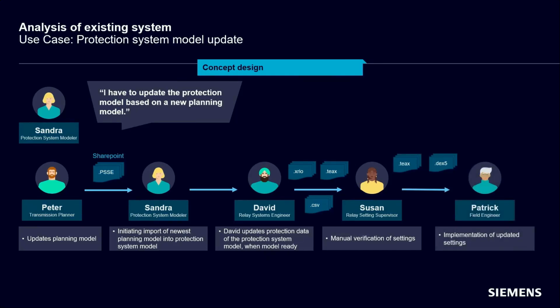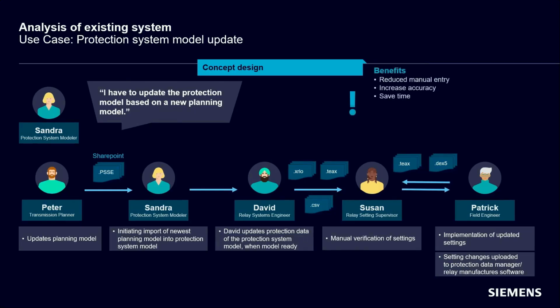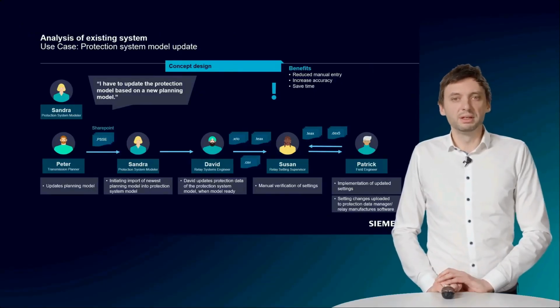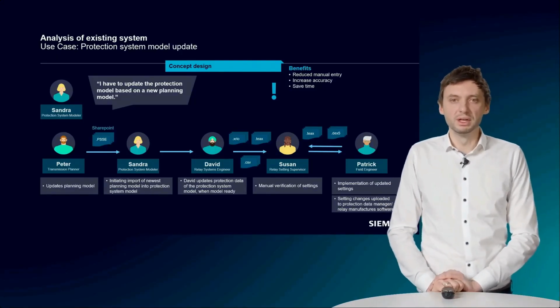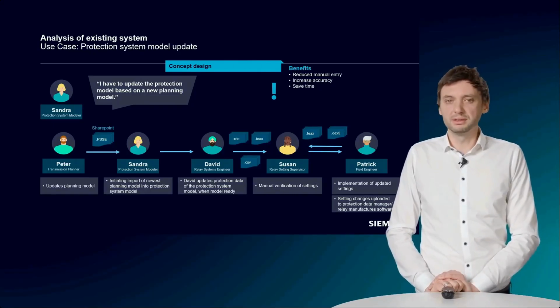However, in the next step, Susan is then also sharing the setting report in an exchangeable format to Patrick, ideally directly to the protection software engineering tool like Dixie. And then Patrick can implement the newest updated settings in the field and traces back the implemented settings to Susan, who can then check again if the implemented settings have been correctly installed. With this process, there are still a lot of parties involved, right? But nevertheless, the manual efforts have been reduced quite a lot. This results in an increased accuracy and especially saves a lot of time.